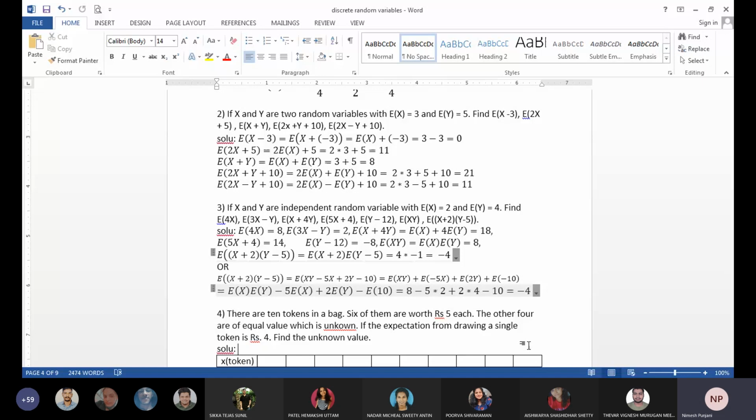So what does it say? कि कितना coins है bag में? 10. 10 coins, right?